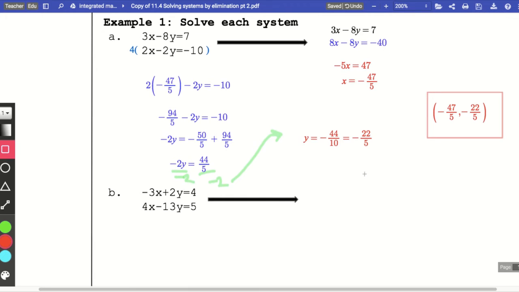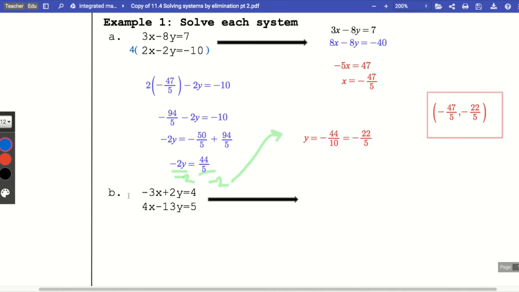All right, next example, same thing. I want to find out what variable I can cancel by using multiplication. So notice I got negative 3x and 4x. Those are close. And then I got 2 and negative 13. So because I don't want to multiply by 13, I'm actually going to multiply this equation by 3, and this one by 4, so that way I can do my adding. So I can add this time instead of subtracting.